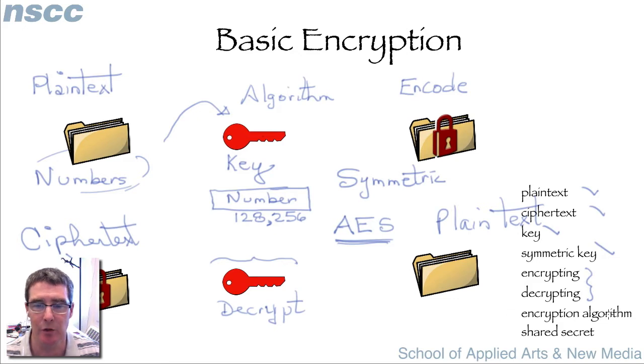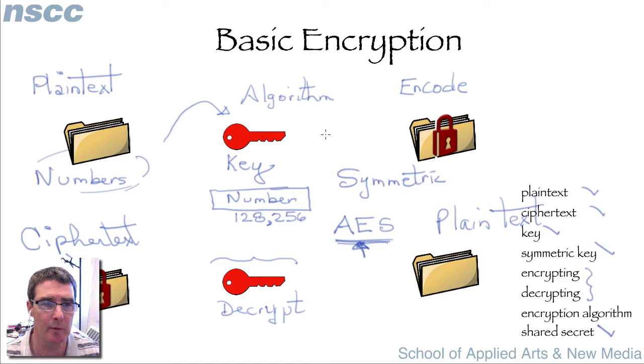The encrypting algorithm, or sometimes it's called the encryption protocol, because when you encrypt and decrypt, it's more than just one process. There are a series of processes which are used. And the one we're using here, as an example, could be AES. That's an encryption protocol. And because we use a single key to encrypt and decrypt, sometimes that key is called a shared secret.